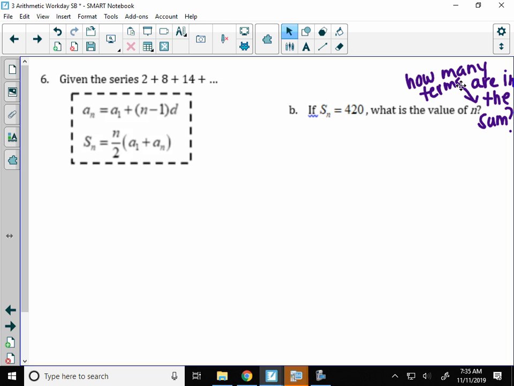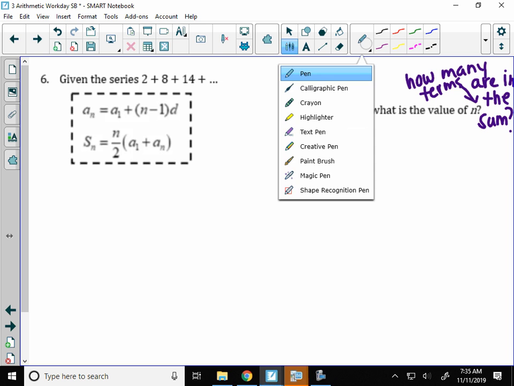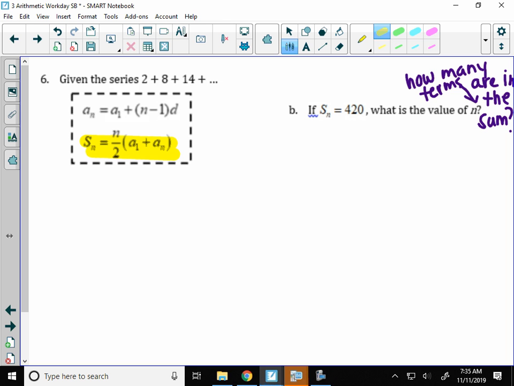So, remember, this is similar to the first video that we did. We need to identify what we know and what we need. Now, in this S sub n formula, the bottom formula here, it says you need an n. Well, remember, we don't know what n is. That's what we're actually trying to find. I need a sub 1. That's my first term. And when I look here, my first term is 2. And I need a sub n. I need the nth term. Now, I'm not given the nth term, and I don't know what n is, so I can't find it.